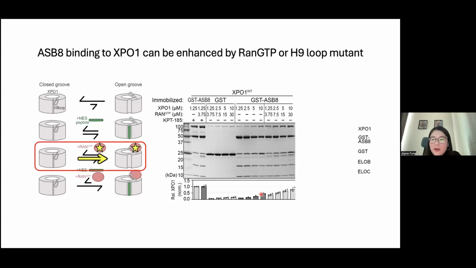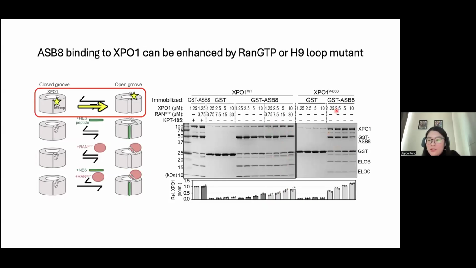What if we have RAN? This is the case where we added 3 times excess RAN GTP, and you can see there is visibly more binding of Expo1. And the mutation of the H9 is even more drastic. V43D is the H9 loop mutation. And you can see in all cases, Expo1 can bind to ASV a lot more efficiently, even without the action of the inhibitor.